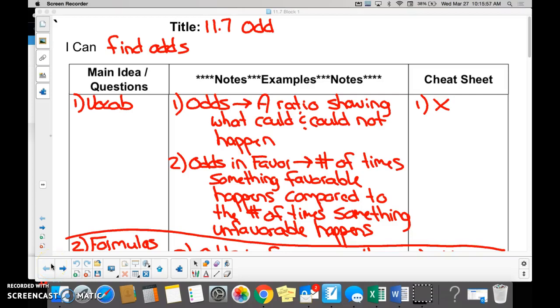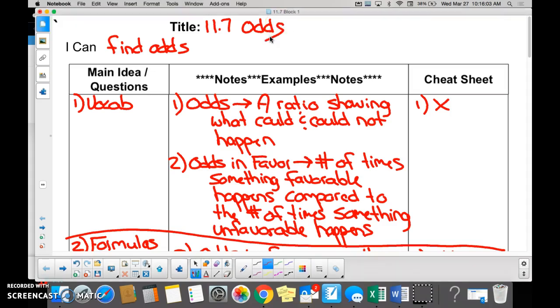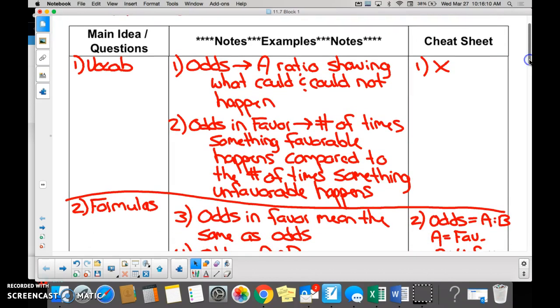11.7 odds. I can find odds. This should say odds, not odd. Odds, right? All right, vocab. Odds and odds in favor, they mean the same thing, right? Yeah. They are the exact same thing. I just gave you two different ways of looking at them.